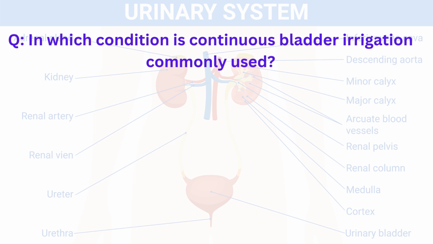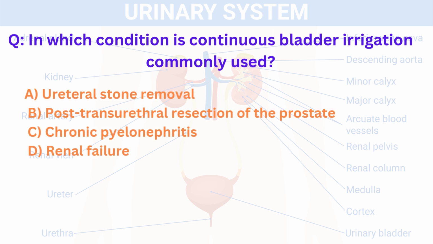Next question is, in which condition is continuous bladder irrigation commonly used? Options are ureteral stone removal, post-transurethral resection of the prostate, chronic pyelonephritis, renal failure. Ureteral stone removal. Continuous bladder irrigation is not usually used after ureteral stone removal. It is more focused on preventing clot formation or infection. Then post-transurethral resection of the prostate.